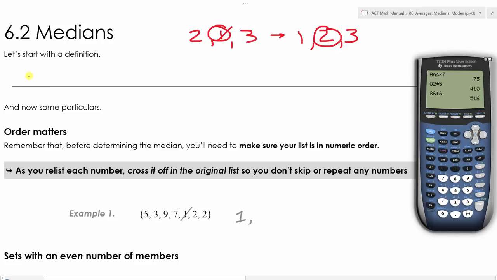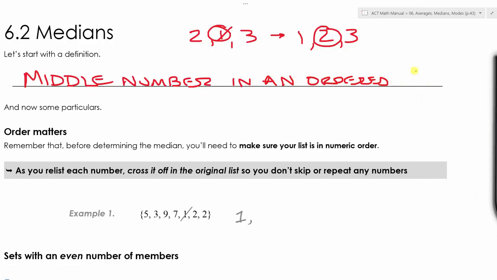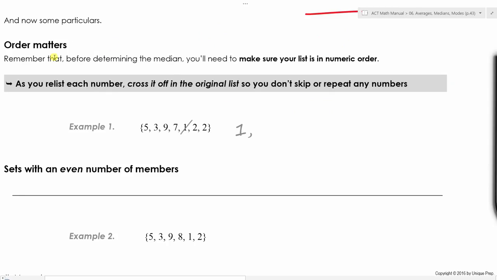So the definition that you should write down here is middle number in an ordered set. Middle number in an ordered set. That is key. You're going to make a careless mistake if you do not remember that. Now, again, order matters. So if the ACT does give you a list that is not in numeric order, you need to put it in numeric order.